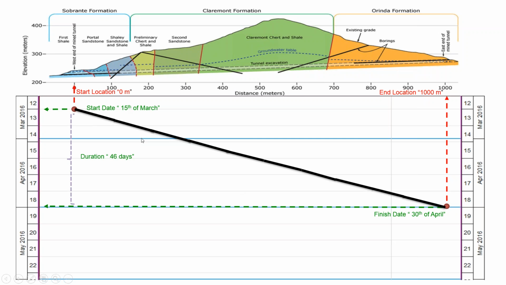And also, the difference between start date and end date gives us the duration of the activity. So this is 46 days, starting from the 2nd week of March till the end of April. We have 46 days of activity duration. And we can also measure the average productivity, which is linear in this case, 21 meters per day is our average productivity.